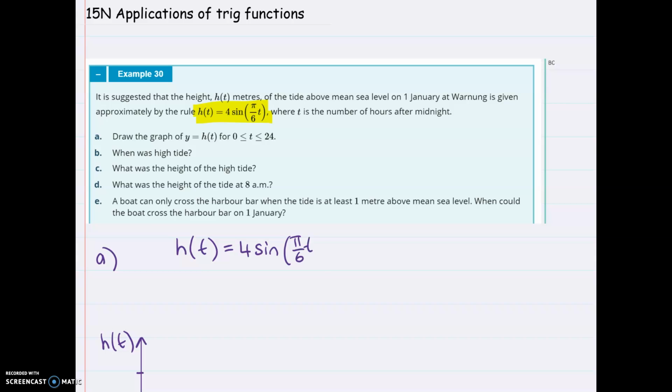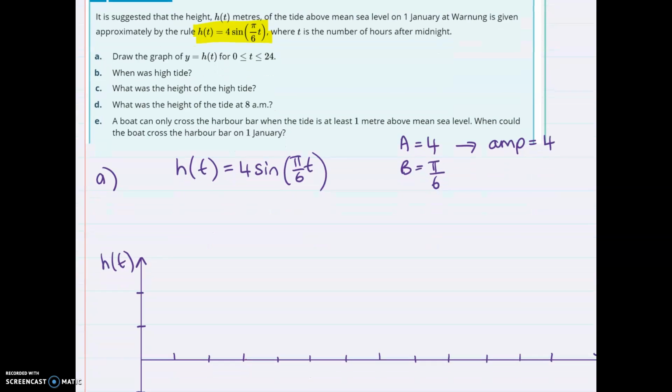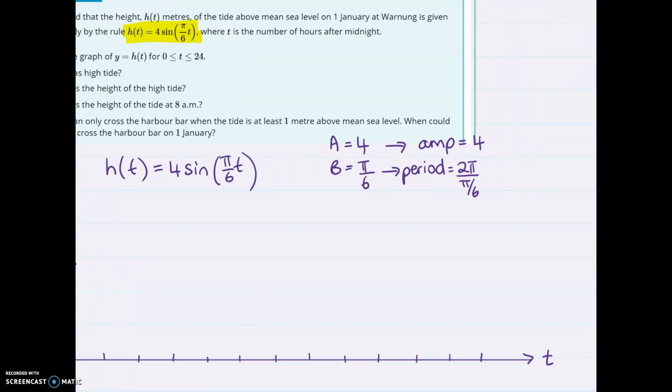The way we've started these before is to list what a is, to list what b is, and then work out your amplitude and your period. So our amplitude's going to be 4. It's going to oscillate between positive 4 and negative 4. The b value allows you to work out your period, because period is 2 pi divided by your value of b. In this case, you're dividing by a fraction, pi on 6. You can't actually divide by a fraction, but you can times by the reciprocal. So the pi's are going to cancel out, and that leaves you with 12. So it means every 12 hours the cycle continues.